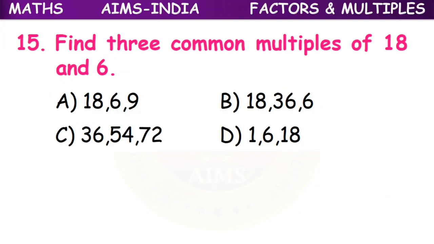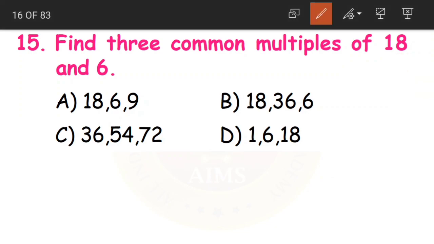Okay children, this is number 15. Find 3 common multiples of 18 and 6. Yes, let us look at the options here. 18 is a multiple of 6. Yes, and 18. Now is 6 a multiple of 18? No. So A is not the correct answer here.